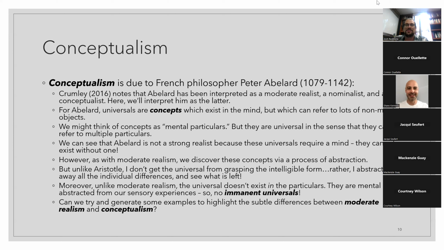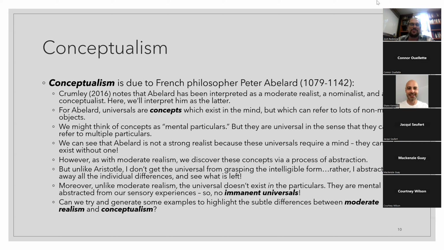Aristotle's a moderate realist because he says, yeah, the form is in the thing. It's not in your mind. You can grasp it with your mind via a process of abstraction, but the form is there in the cast of Zeus, not in your mind. But Abelard is saying no, no. The universals are not out there in some metaphysical beyond or in some realm of the forms or even in the objects themselves. No, they're in the mind and they refer to non-mental objects.